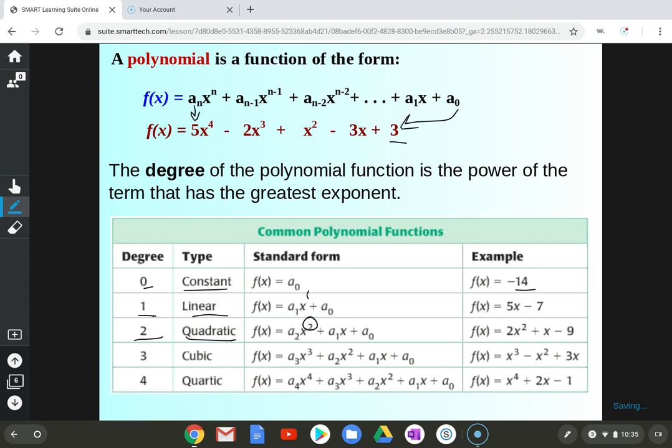Then a third degree function would be a cubic. The highest exponent is a 3. And then fourth degree, the highest exponent is a 4. It's called a quartic. Notice on these examples, you don't have to have all of the terms in between. Like this example here, there's no x cubed term, there's no x squared term. That's okay. If some of your middle coefficients are 0, that's fine.